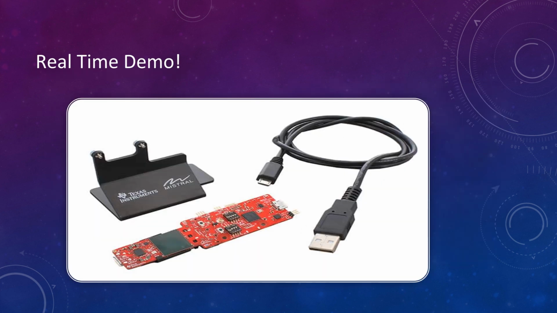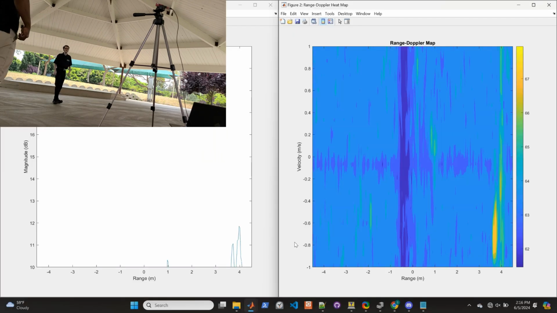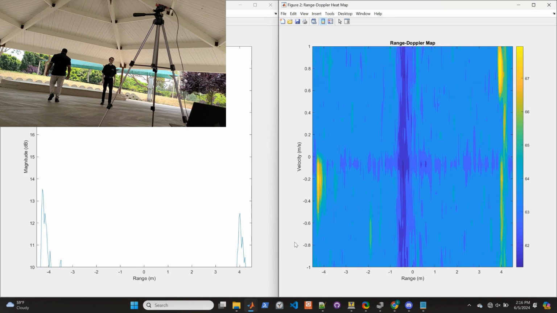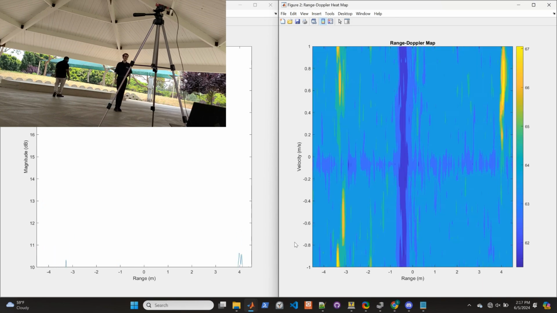We'll now show a real-time demo of the radar system in action. On the right side of the screen, you'll see the range Doppler map being created in real time, which shows the energy returned from the targets in the field of view of the radar, which will be Stephen and I. The interesting thing on the range Doppler map will be to focus on the orange and yellow sections of the map, which show a high amount of energy being returned. As you can see, there are two targets clearly in view of the radar.